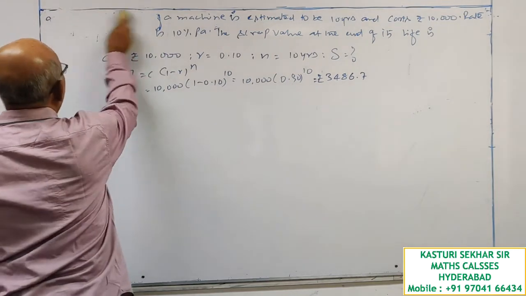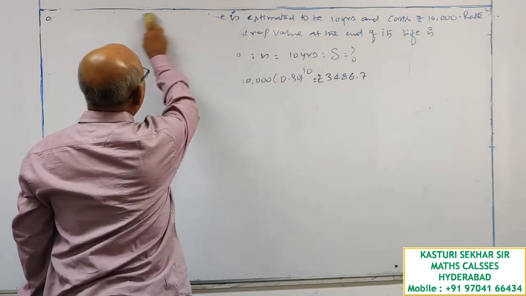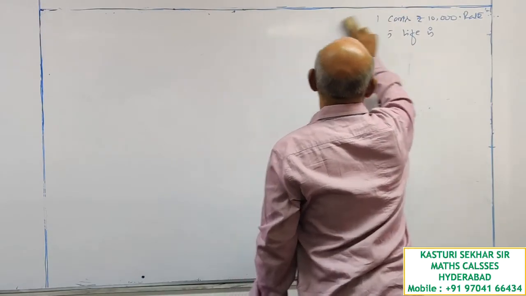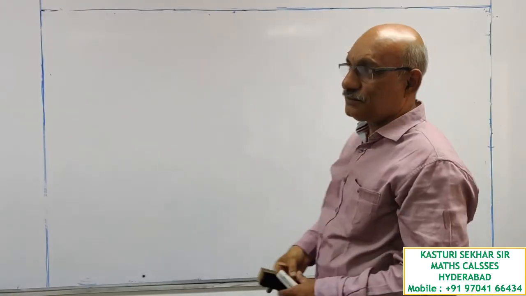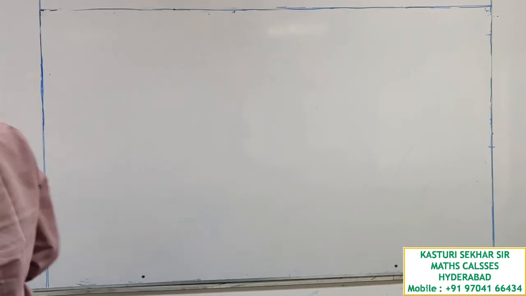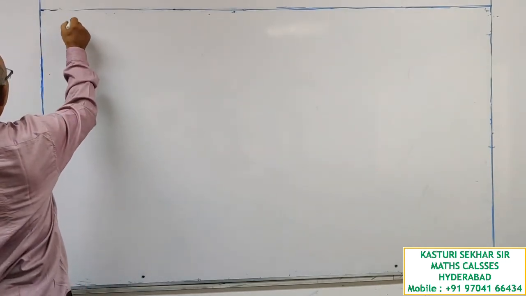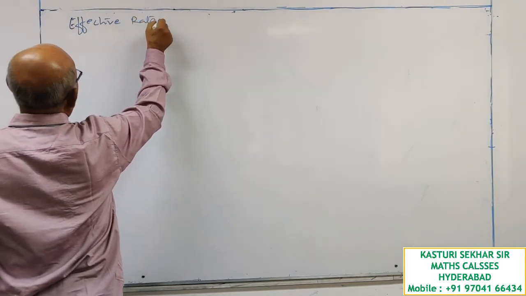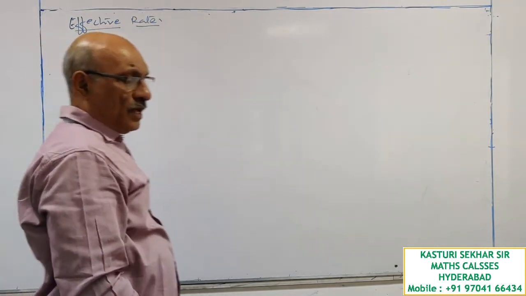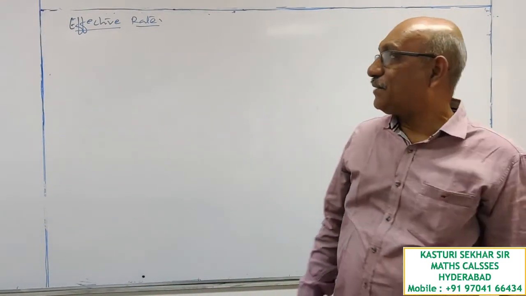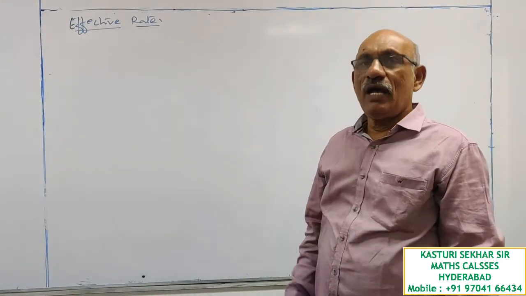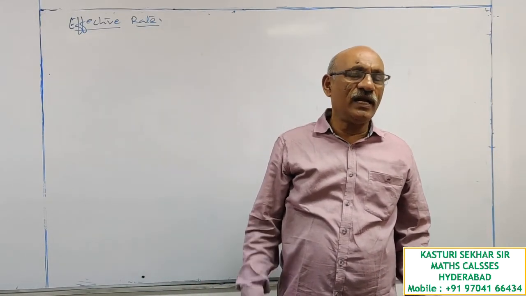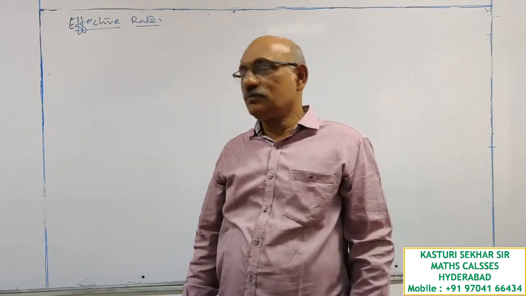Now, look at the last concept under compound interest. How to calculate the effective rate of interest when nominal rate of interest is given. Effective rate of interest concept. See, this effective rate terminology will come into the picture whenever interest is calculated more than one time in a year.